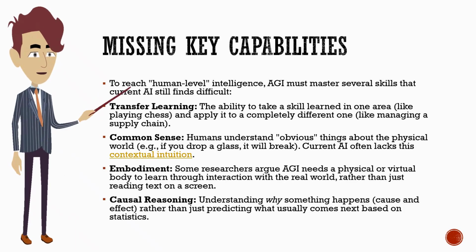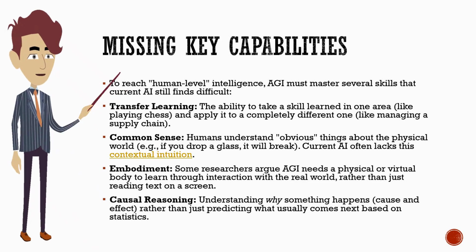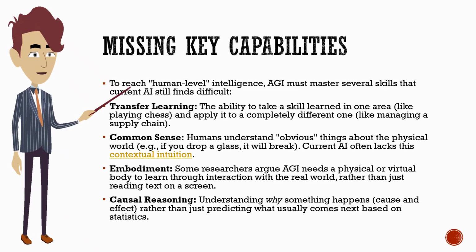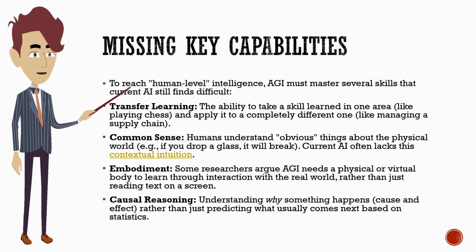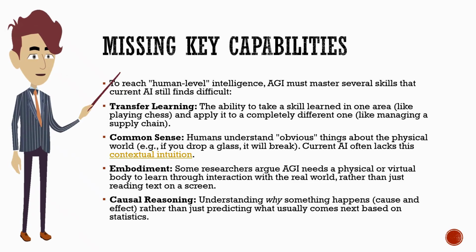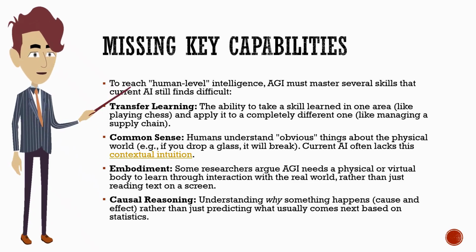So common sense is one point. Then embodiment. Some researchers argue that AI needs some kind of physical interface or a virtual body to learn through interaction with the real world, rather than just reading text on a screen. So let's say AI wants to understand the difference between water and any kind of oil, petrol, or diesel. Then there comes the physical world.